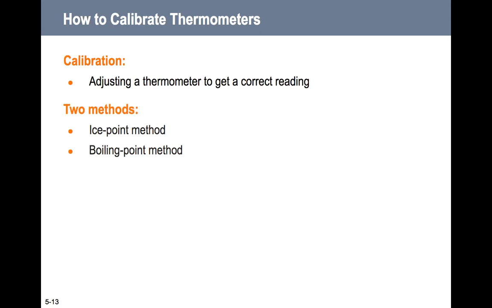So how do we calibrate thermometers? Calibration is done by adjusting a thermometer to get a correct reading. There are two methods to calibrate thermometers: the ice point method and the boiling point method. This is because both are known temperatures that we can easily calibrate to.